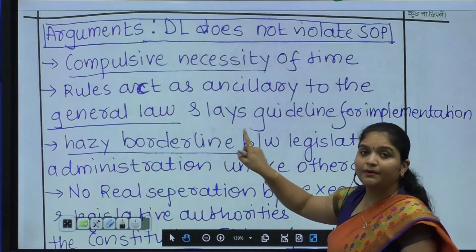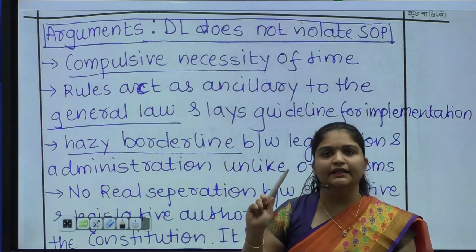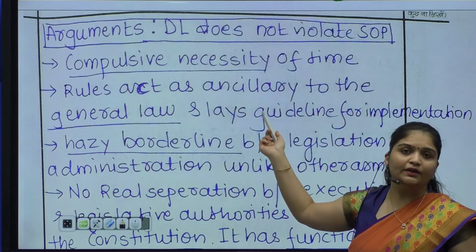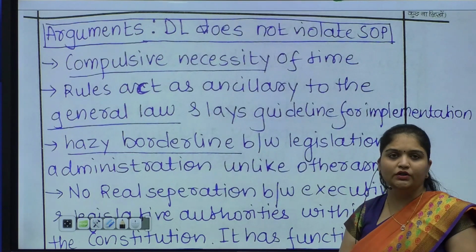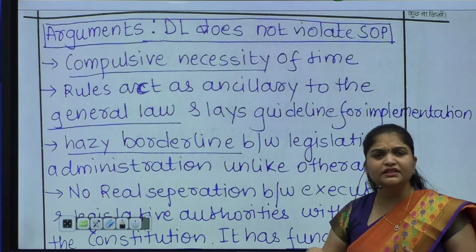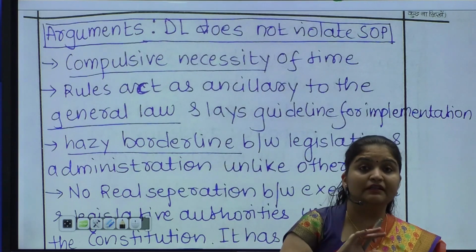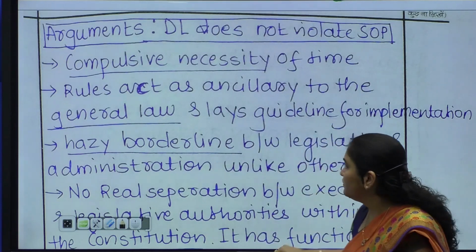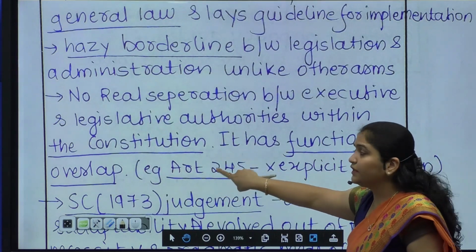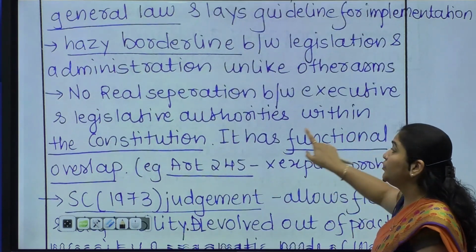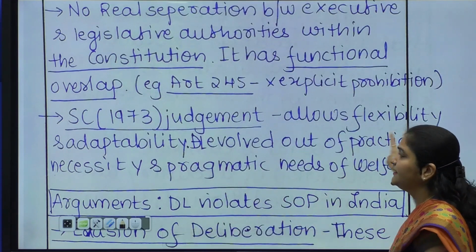Then we will be giving arguments. One set of arguments should be to what extent delegated legislation does not violate separation of power in the Indian context. So yes, we have arguments like there is a hazy borderline. All these rules that are formulated, notifications, bylaws, act as ancillary to the general laws. So there is no real separation as such. So explicitly talk about Article 245. Then you can also quote a Supreme Court judgment of 1973, which says flexibility and adaptability.